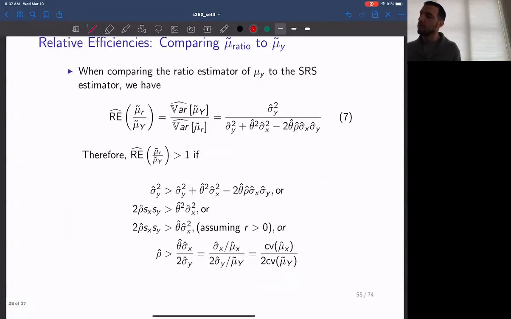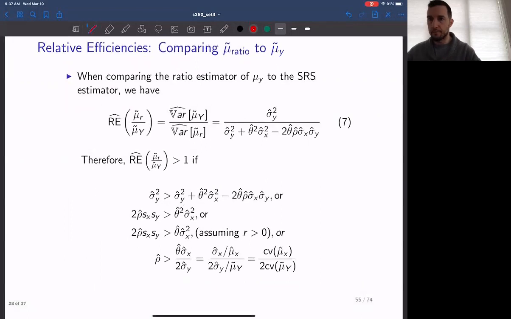Okay. So we're going to look at some different situations now. We're going to talk about some breakdowns. We're going to look at general comparisons as well, where we just use the variances. In all situations, again, the relative efficiency is simply a comparison of the variances of the estimators.